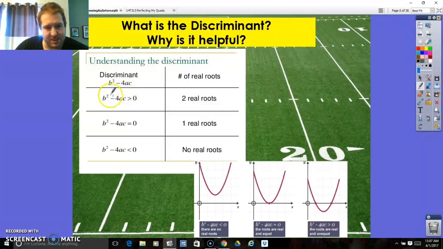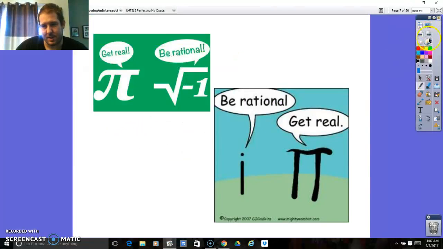So b squared minus 4ac is the discriminant. When you say it's greater than 0, what you're really saying is the discriminant is positive. Positives have two roots, negatives have no roots, and when it is 0, then it's going to have exactly one real answer.